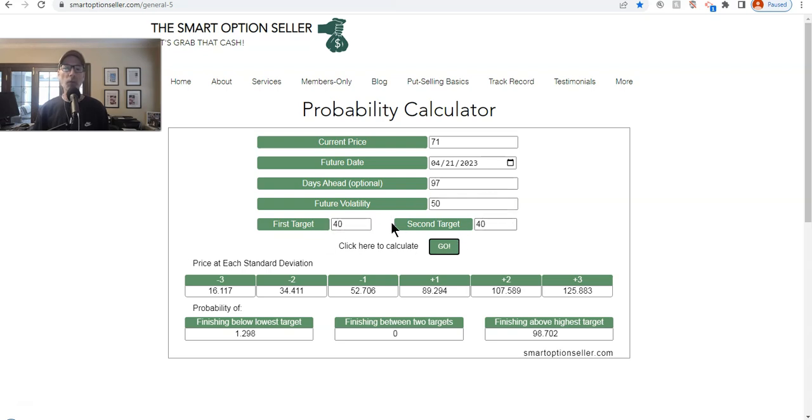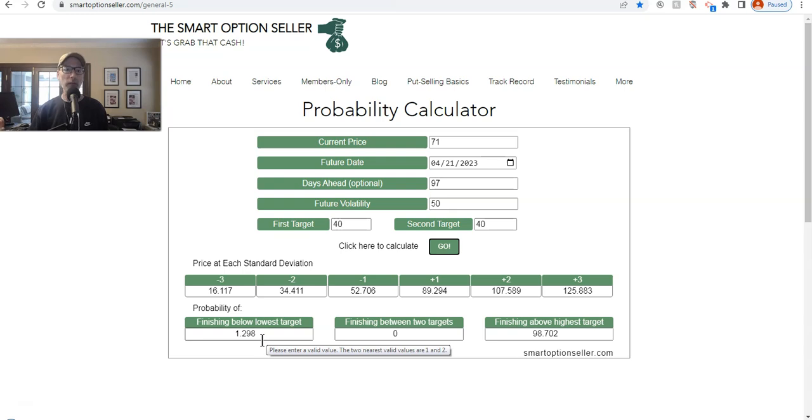All we want to know is what are the chances of AMD falling from 71 down to 40 in the next 97 days. You click go, and you're going to see your chances in this box here and this box here. What this means is there's a 1.3% chance, only a 1.3% chance that AMD will fall from 71 down to 40 in the next 97 days. That means you only have a 1.3% chance of having to buy the shares of that stock and shelling out the $4,000.